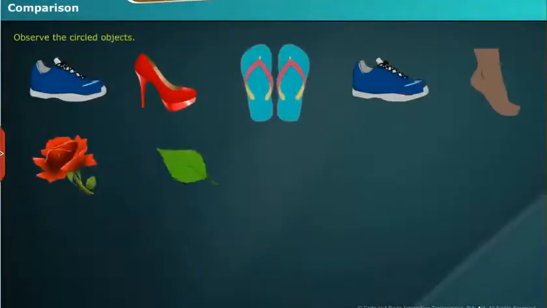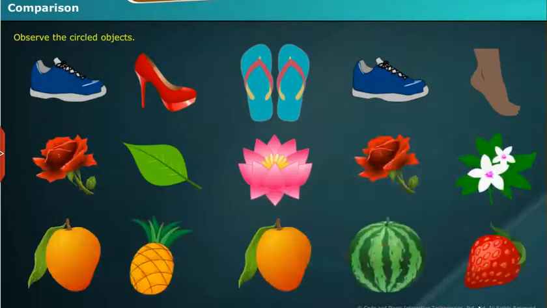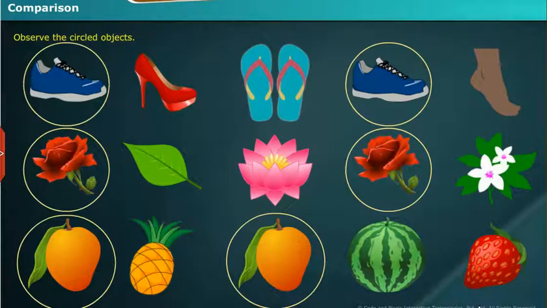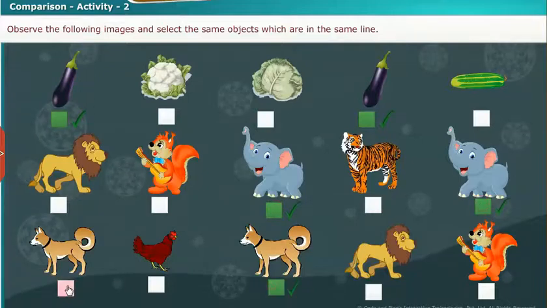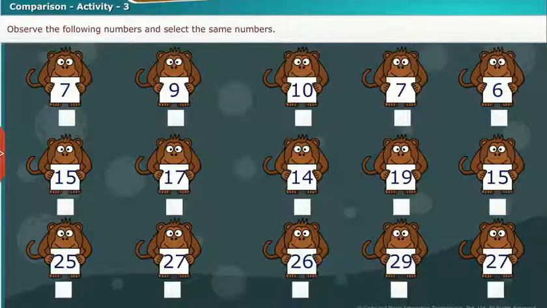Comparison. Keenly observe the circled images on the screen. You will know how to compare the same objects. Let us do the following activity. Observe the following images and select the same objects which are in the same line. Let us do the following activity. Observe the following numbers and select the same numbers.